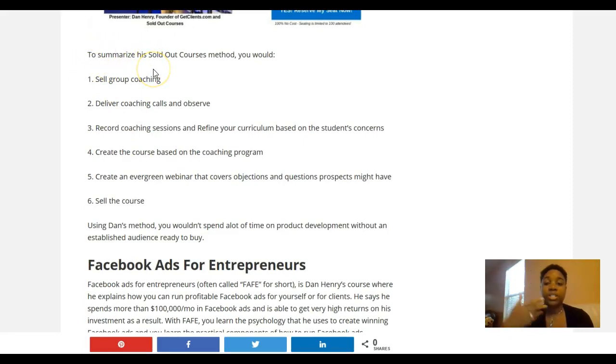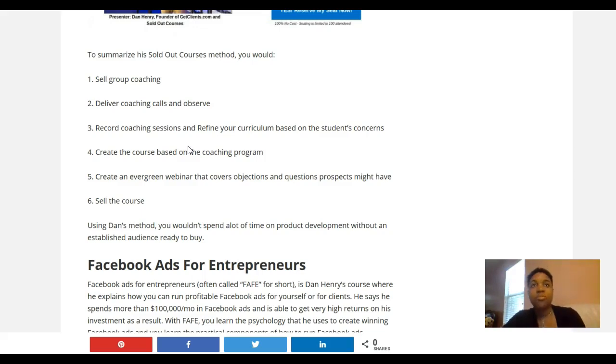To summarize, because I did actually attend the webinar on Sold Out Courses, what he was saying is that the method is that instead of first doing the research and creating the course, doing the product development up front, he believes in the minimum viable funnel method, where you would first sell group coaching. It's kind of like flipping it upside down. You sell the group coaching first, and then by working with clients, you get to know what they like and what they dislike. You deliver the coaching calls, you record the coaching sessions, and then you refine your curriculum based off of the coaching clients you've had.